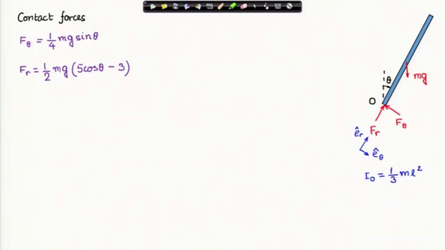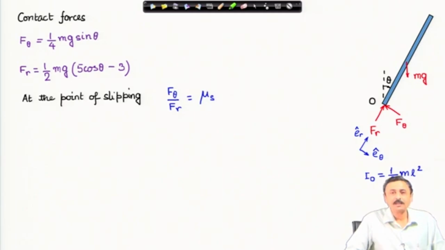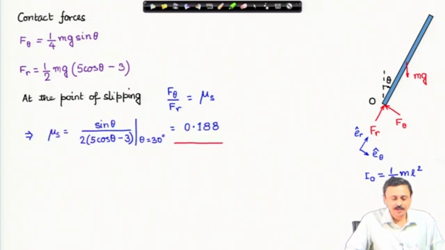It is mentioned that this bar slips when theta is 30 degrees. At the point of slipping, the tangential force at the contact divided by the normal force at the contact is equal to the coefficient of static friction, so impending slippage. If I substitute the expressions of F_theta and F_r and use theta equal to 30 degrees, I solve for mu_s. Mu_s is 0.188.